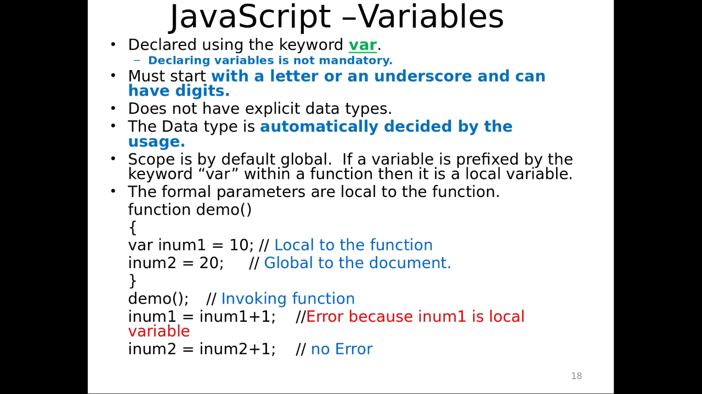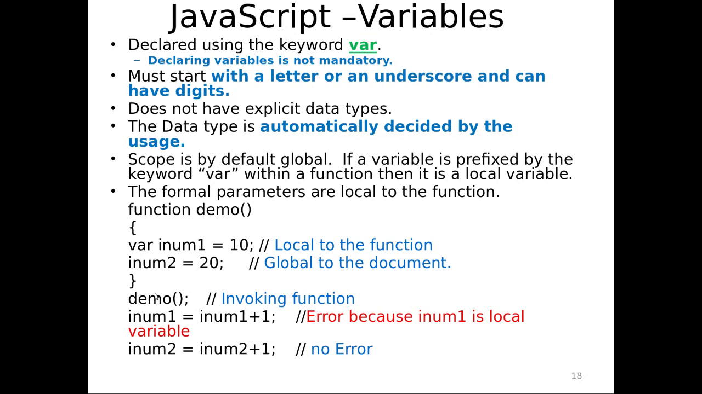Let's see an example here. It's a very simple example that I have given. Inside the function, I'm using var inum1 equal to 10, inum2 equal to 20. Here I have used the keyword var, so the scope of inum1 is limited within this function demo, and it will not go out.